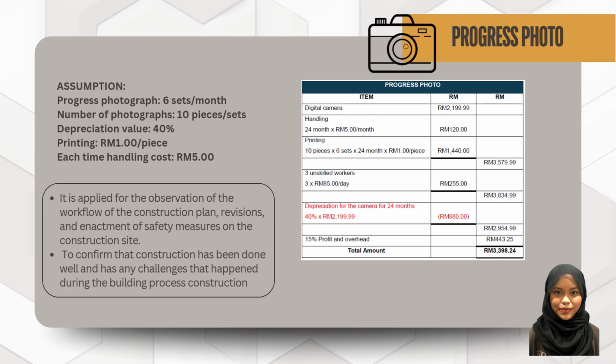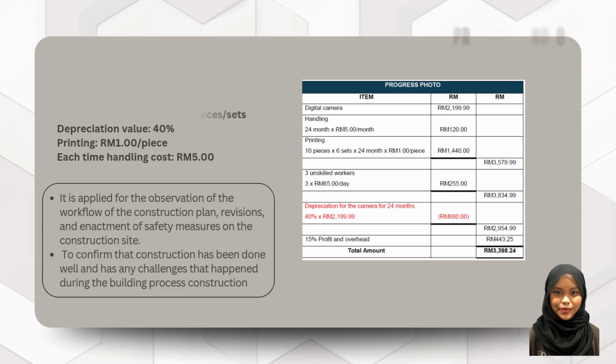So we assume in this project, progress photograph is 6 sets per month. Number of photograph is 10 pieces per set. And we need to allow depreciation value 40%. So for the calculation, we need to hire 3 unskilled workers and less depreciation for the camera for 24 months. So the total will be 3,398 ringgit and 28 cents.